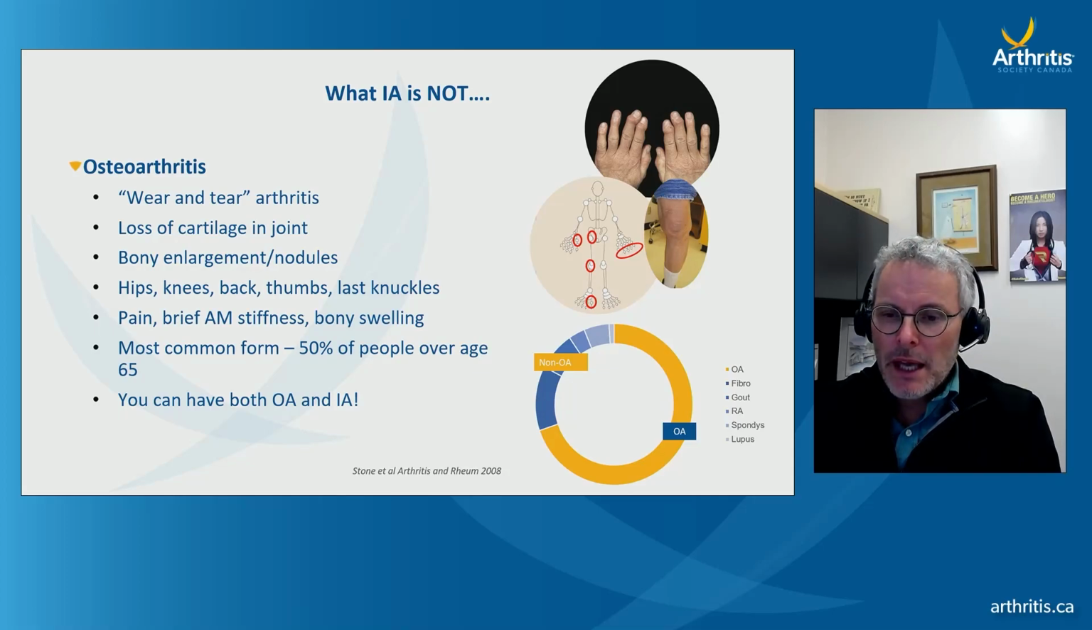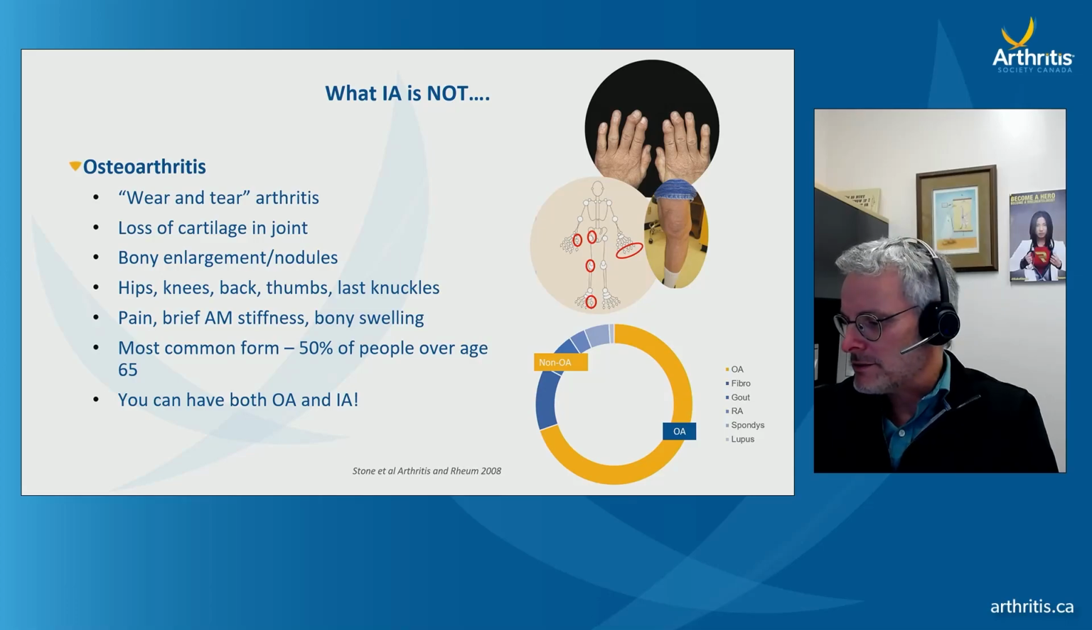Patients will have pain, like in all forms of arthritis, but the stiffness doesn't last for hours. It only lasts for a couple of minutes, 10 or 15, and you get this bony swelling. And because it's so common, more than half of the people who are over the age of 65 have some form of osteoarthritis. And yes, you can have both, but don't tell anybody in the waiting room, because all my patients will want two forms of arthritis.